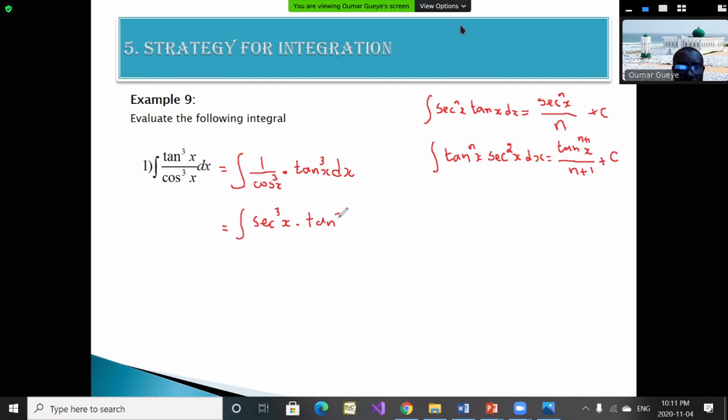And now you can compare this integral and these two formulas. So you can tell me which one do you have. Do you have number 1 or number 2? Or none? Which one do you have? Number 2. So in number 2, it should be secant square. We have secant cube here. We don't have number 2 because for number 2, this should be secant square.